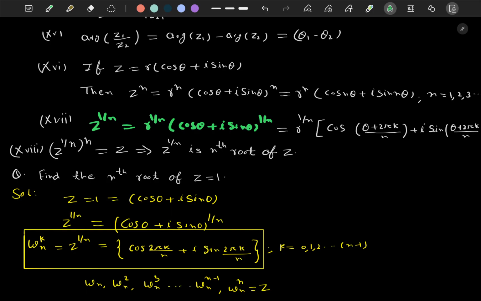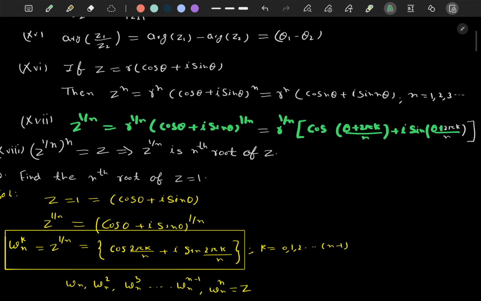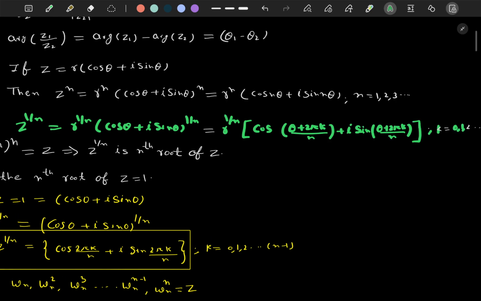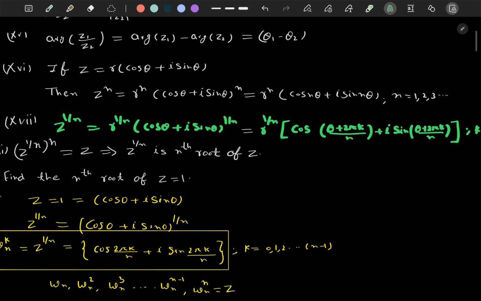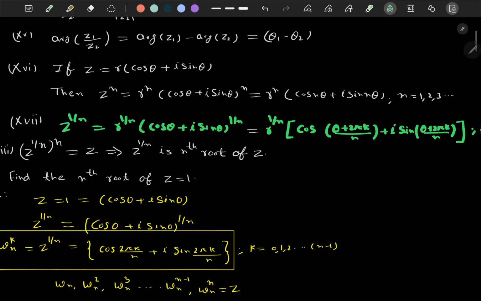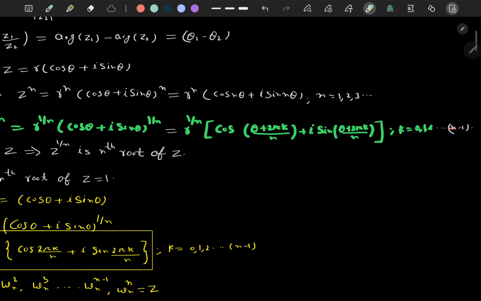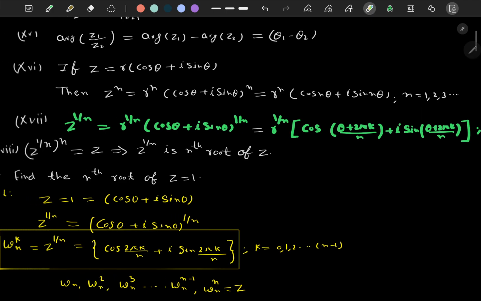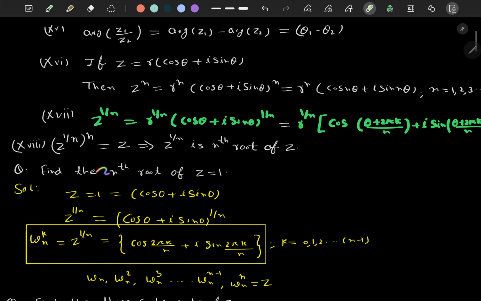So when you do z raised to the power 1 by n, it will be r to the 1 by n times cos theta plus, very important, always remember this term. You will need it to solve the questions, numericals. So when you are going to determine z raised to 1 by n, what will you do? r raised to 1 by n times cos of theta plus 2 pi k by n plus iota sin of theta plus 2 pi k by n, and k is 0, 1, 2, 3, up to n minus 1, that is n terms.